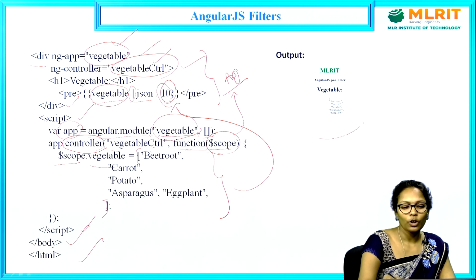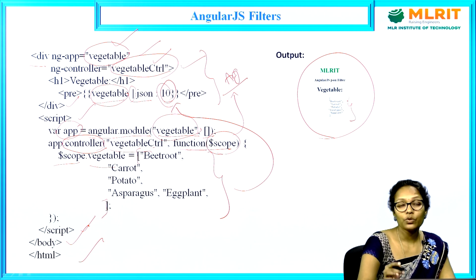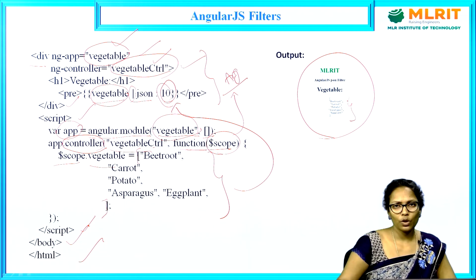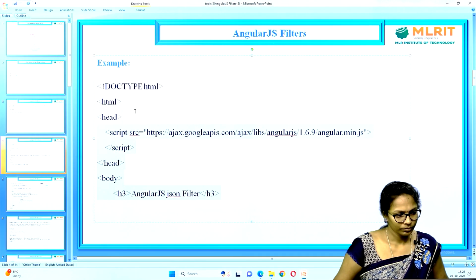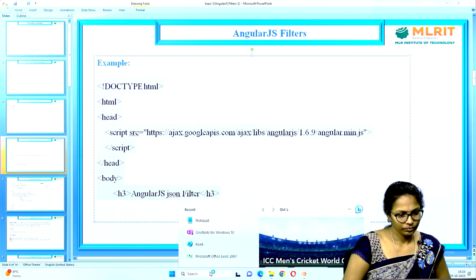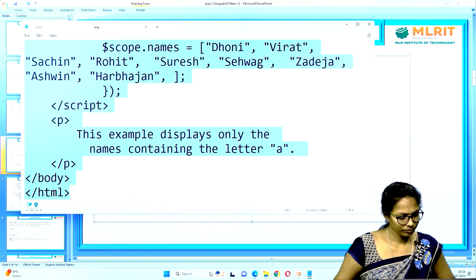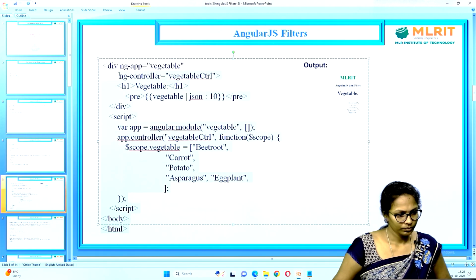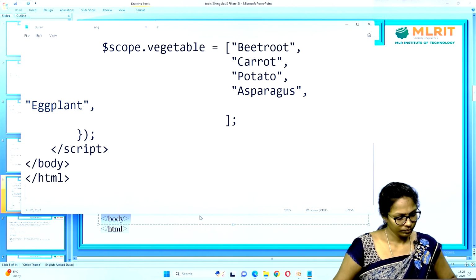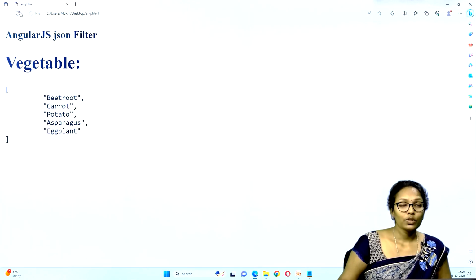So this is the output I will get here. I'm displaying all the values in JSON format, that is, the JavaScript object is displayed in JSON format. We'll see the output for this. So this is the output I'm getting.